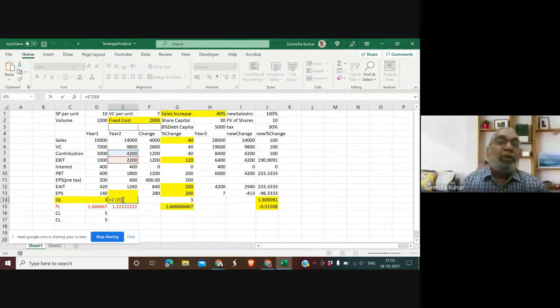Or I look at my operating leverage with reference to only year 2 information, and that's how I am defining contribution over EBIT. So whether I define it as contribution over EBIT or I define it as percentage change in profit due to percentage change in sales. Am I making sense? Am I getting across?